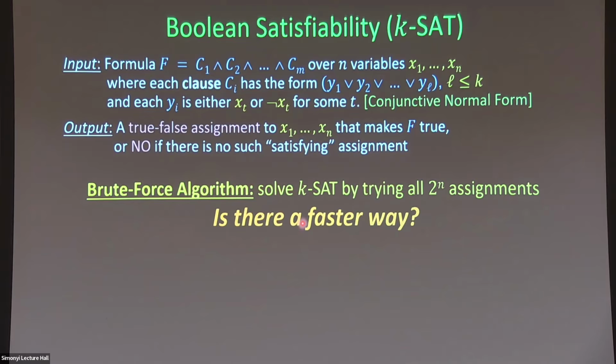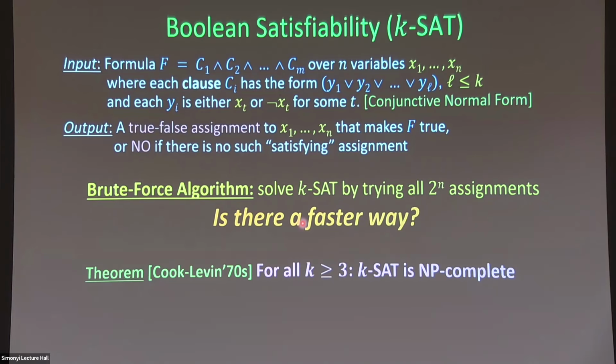This is one of the many ways that one can think about P versus NP. So we have a dumb algorithm for solving a problem, and we just want to know if it's possible to be any smarter. Okay. And the Cook-Levin Theorem from the 70s shows us that K-SAT is actually a very fundamental problem from the point of view of P versus NP. So for all K at least 3, for example, 3-SAT, this is NP-complete. Turns out the problem is easy for K equals 2.